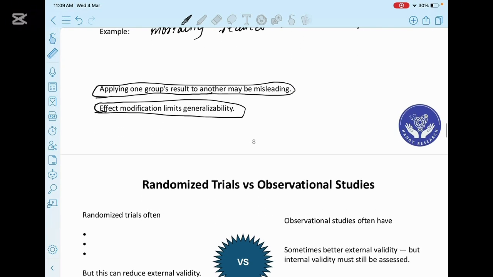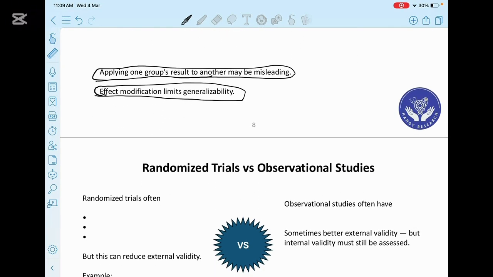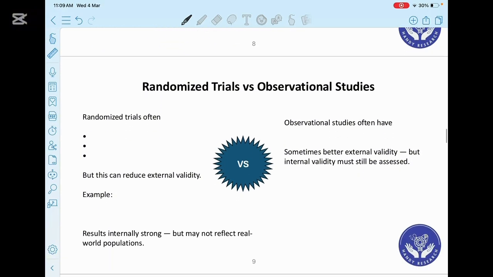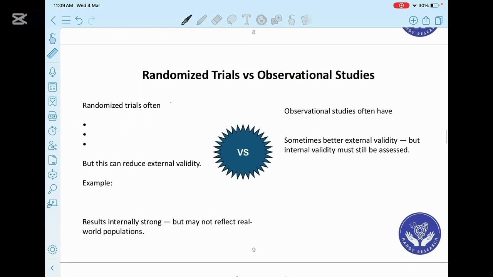Now, let's understand this concept in randomized trials and observational studies. Randomized trials often maximize what, external or internal validity?